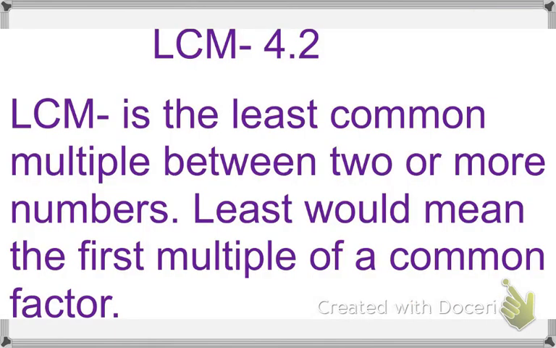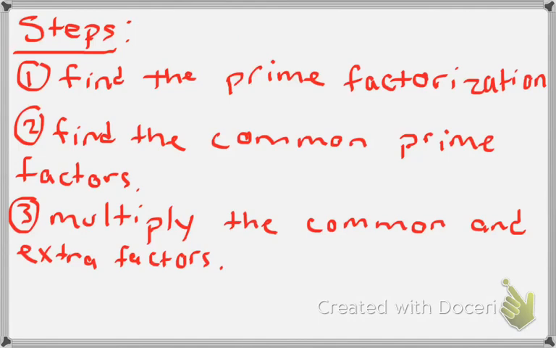Alright, it's time to go to LCM. LCM is the least common multiple between two or more numbers. Least would mean the first multiple of a common factor. That's a way of remembering it. Alright, the steps to find an LCM. Step 1, find the prime factorization. That really depends on what you're trying to find, or the method you're trying to use for LCM. Step 2, find the common prime factors. Step 3, multiply the common and the extra factors.